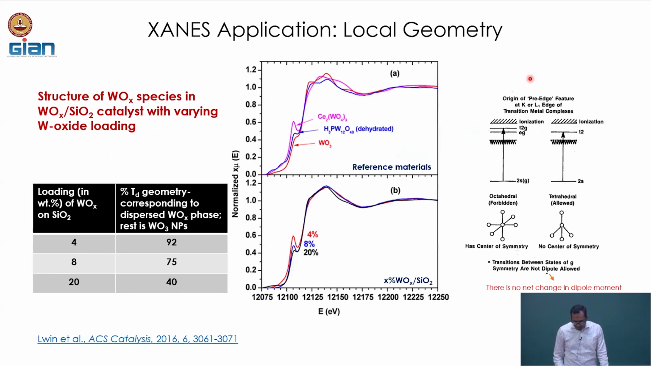The first one being local geometry. Okay, so here I have tungsten oxide on silica. This is similar to the examples that we have been seeing with Professor Banaras' lecture, that is vanadium oxide on titanium, moly oxide on silica, on alumina, on titania or zirconia. So in this case we have tungsten oxide on silica, and we have 3 different samples with tungsten oxide loading 4 wt%, 8 wt% and 20 wt%.